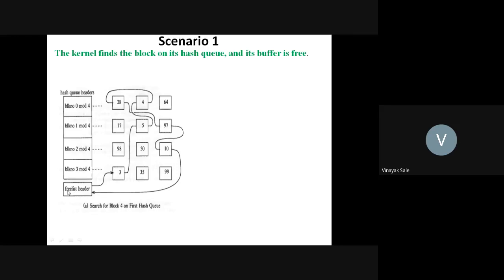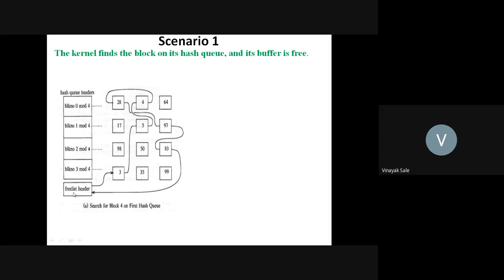This is the free buffer list. The free buffers are number 3, then 5, 4, 28, 97, and 10. So the last free buffer is 10. The first free buffer is 3, then 5, then 4, then 28, then 97, and then 10. This is the free buffer list.